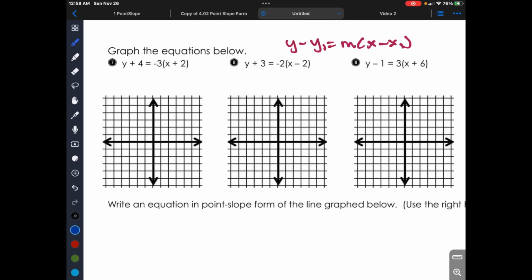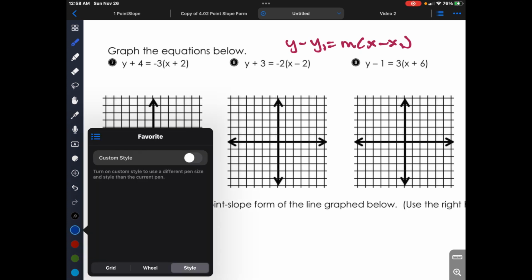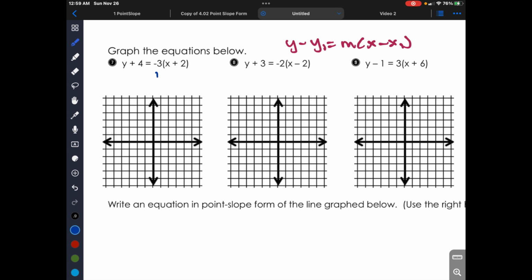Let's do another one. Graph the equations below. Let's see number 7 here. So we know that the left of the x is always the slope, right? So m is the slope, and we know this is y1, and this is x1, okay? That's just a rule. You just need to know that.